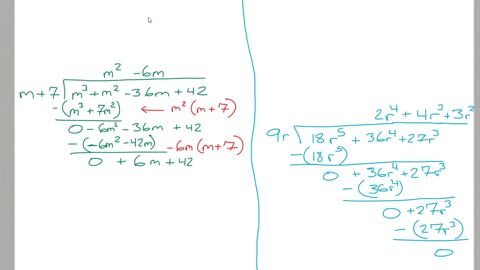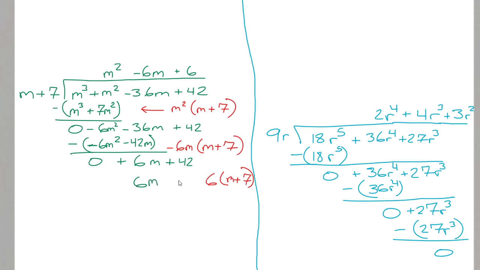And then we need to ask ourselves, what do we need to multiply m by to get to 6m? Well, we're going to multiply by 6. So again, we're going to take our new term that we just uncovered, our 6. So I'm going to do 6 times our divisor, so m plus 7. 6 times m is going to be 6m.